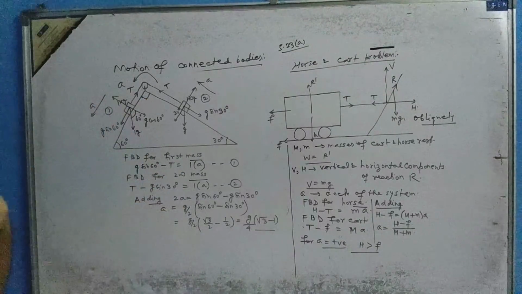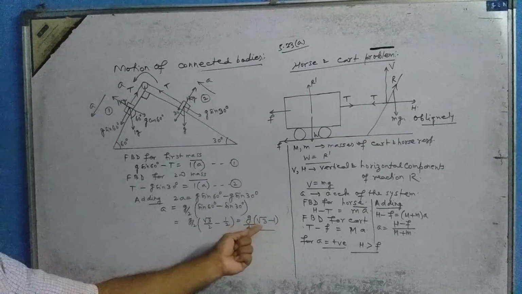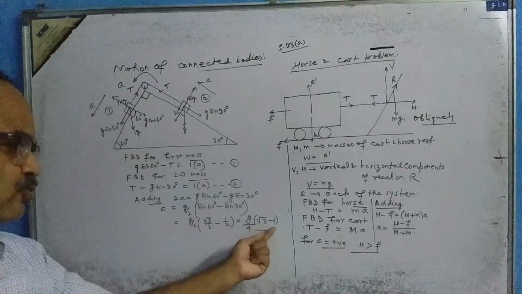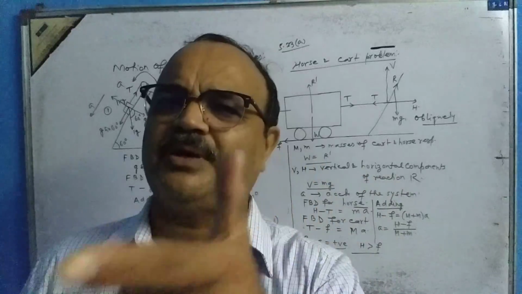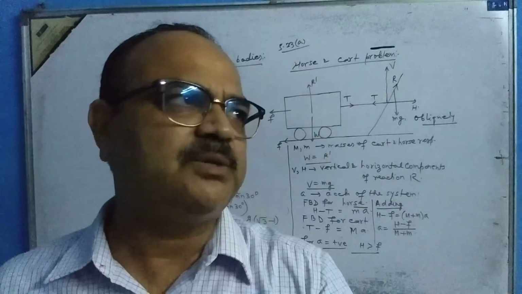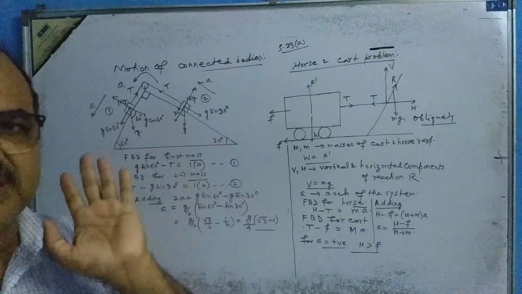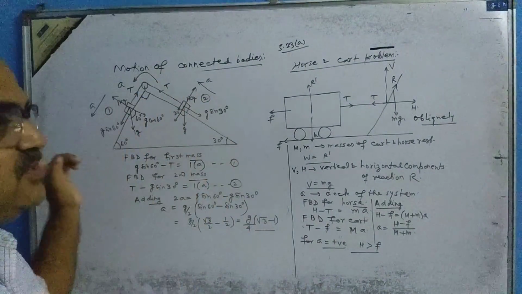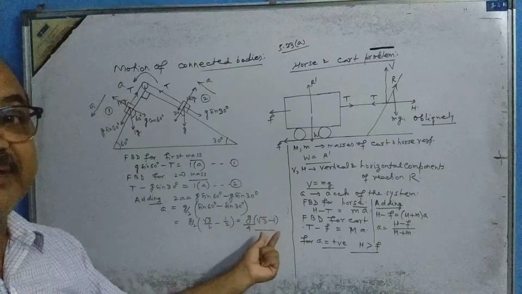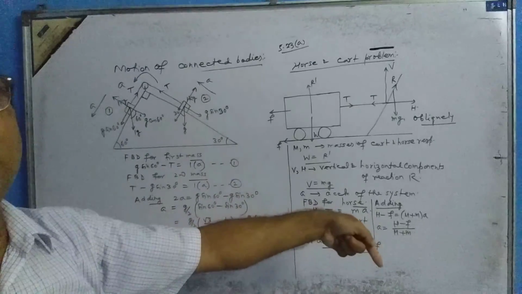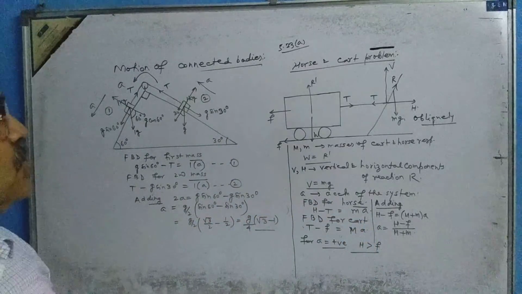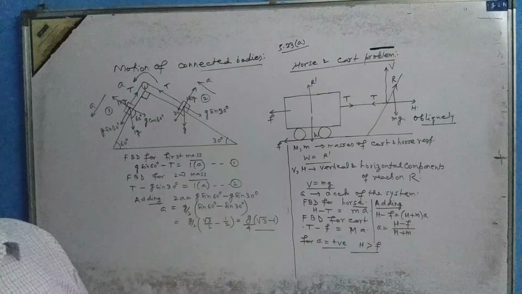This question was on an inclined plane. Moreover, this value is positive. You can understand, root 3 minus 1. Root 3 is 1.732, minus 1, it's a positive value. That means the direction we have considered is correct. A will be in this direction. If it had been negative, then we would have to accept that a is in the opposite direction. But it is not negative. a is positive.